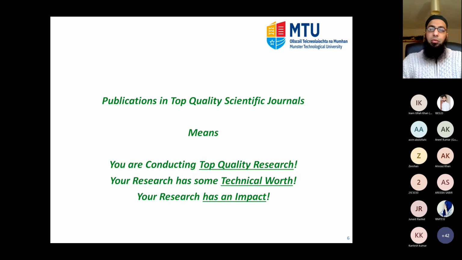That's why you were able to publish in these top quality scientific journals. So now the question is how one can determine what are the top quality scientific journals, and how in our field we can identify how many total journals there are, what categories of these journals are, and among them which are the best ones, how one can publish there, and what the publication process of these journals is. So I will be discussing all these aspects today.